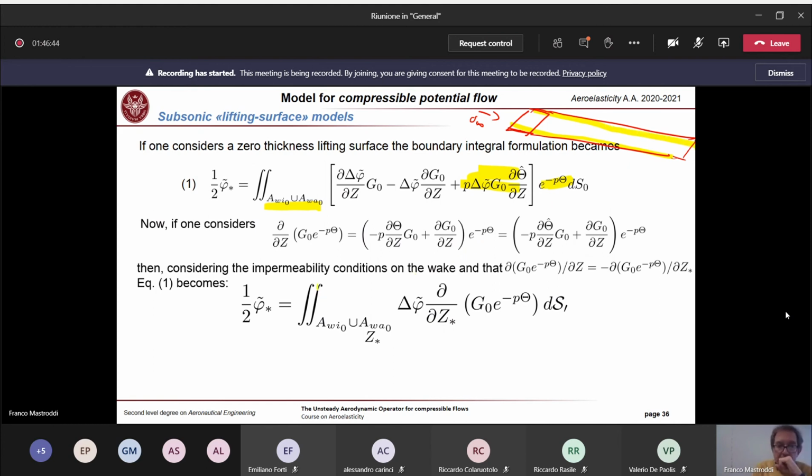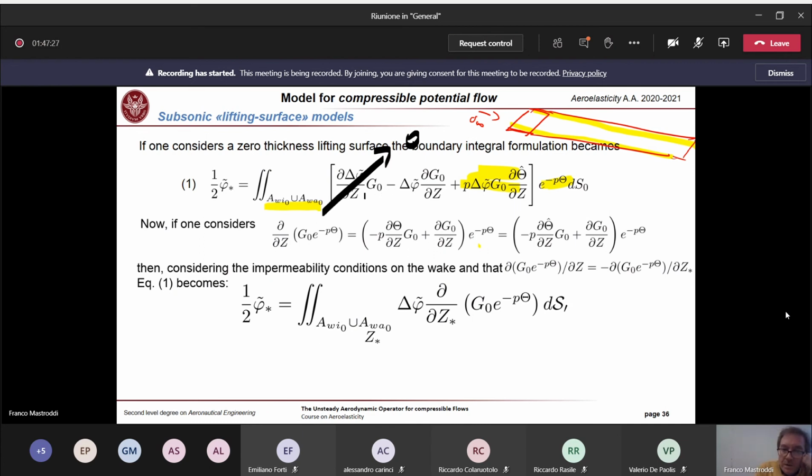And consider the derivative of this product. We have two terms in this, and so we can compact this in a unique term, also considering that on the wake we don't have this term here. Okay, and so we have only these two contributions, this and this, because this contribution here is 0 for body and wake.